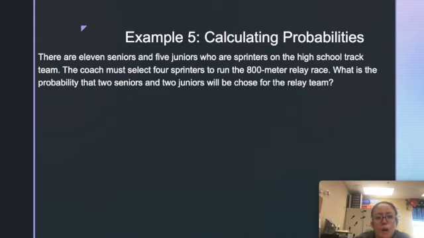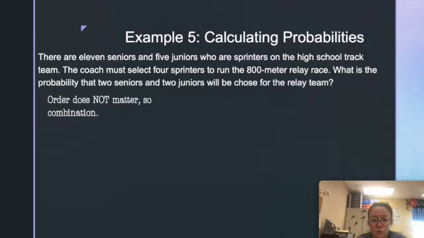Okay. What about having 11 seniors and 5 juniors who are sprinters on a high school track team? The coach must select sprinters to run the 800-meter relay race. What is the probability that 2 seniors and 2 juniors will be chosen for the relay race? All right. Again, order does not matter. I know once they are chosen, we will put them in order, but we are just saying what is the probability of 2 of them being juniors, 2 of them being seniors, okay? Not who was chosen first, who was chosen second.